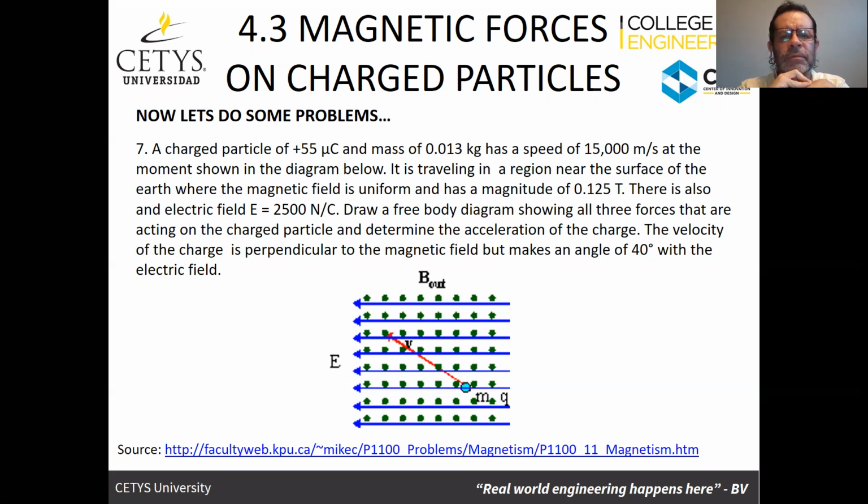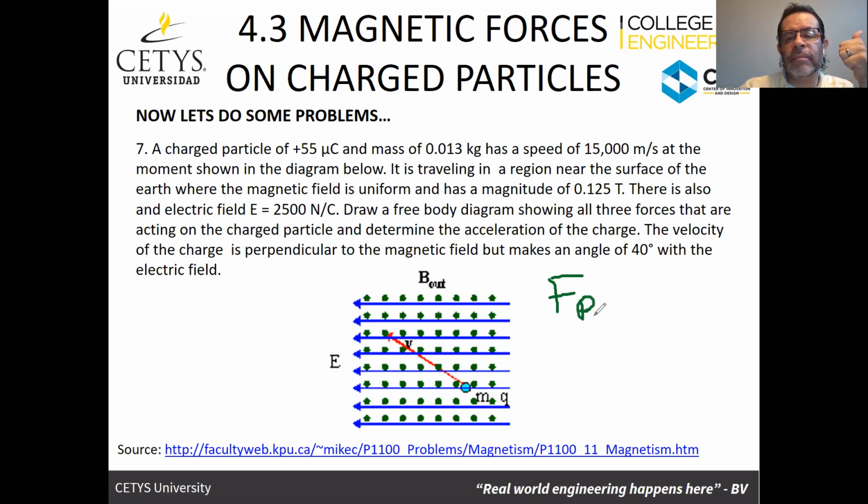What's the name of this unit? What's the topic? What's one of the forces that's acting on the charge? Come on, the magnetic force. Perfect, got it. That's one of them. The magnetic force is one. So the three forces: we're going to have a magnetic force. I'm going to call this FB, the magnetic force.